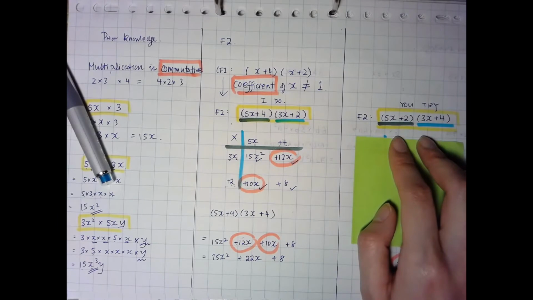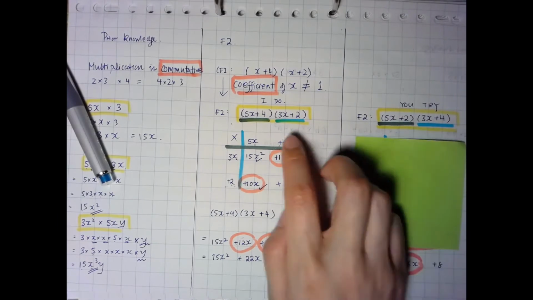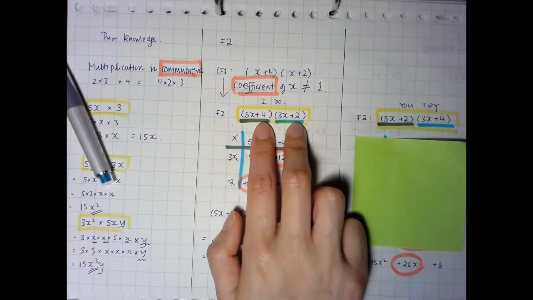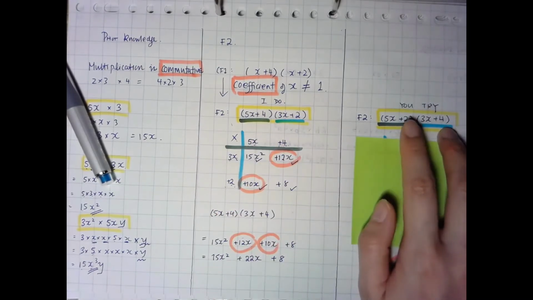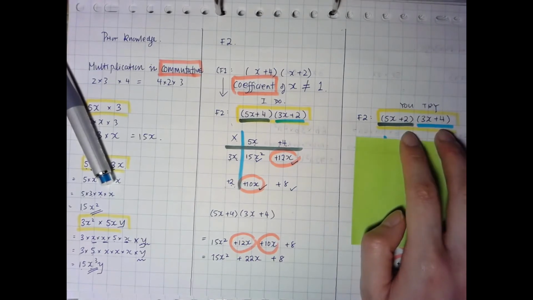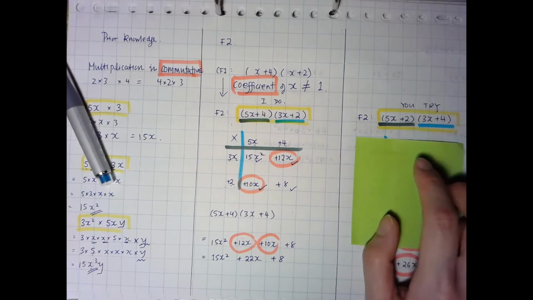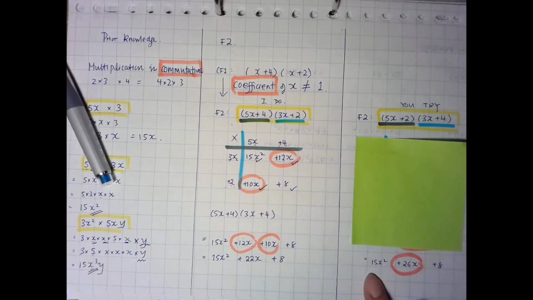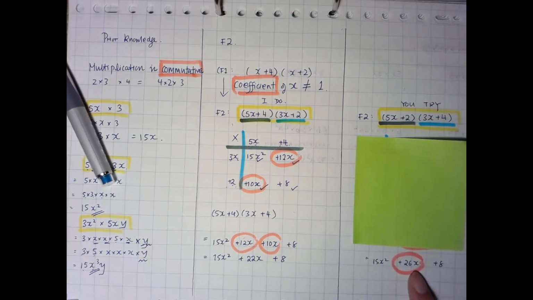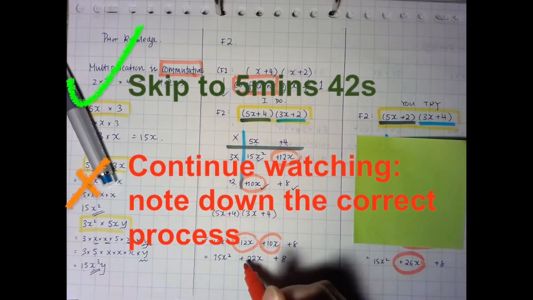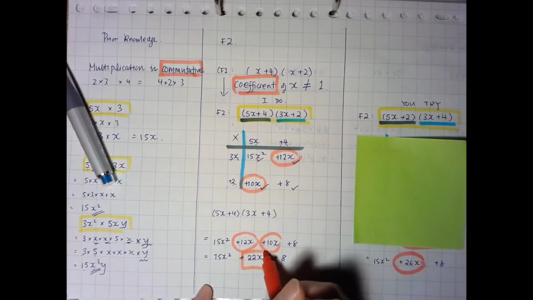This is the example I want you to try. Have a look and compare it to the example you've already done. All I've done is switch the 4 and the 2 into different brackets. Have a think about how that's going to change the answer or make it stay the same. Pause the video and do the grid yourself, please. Your answer should be 15x squared, add 26x, add 8, which is different to the coefficient of x that we had here.